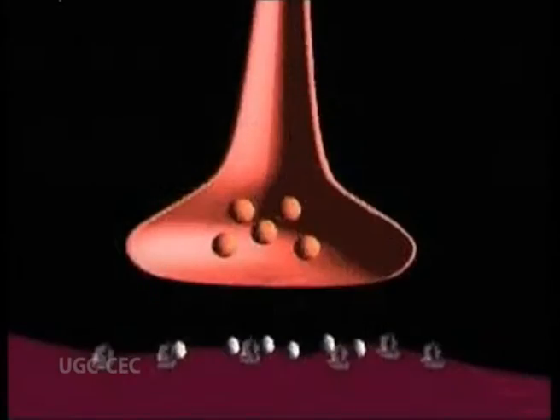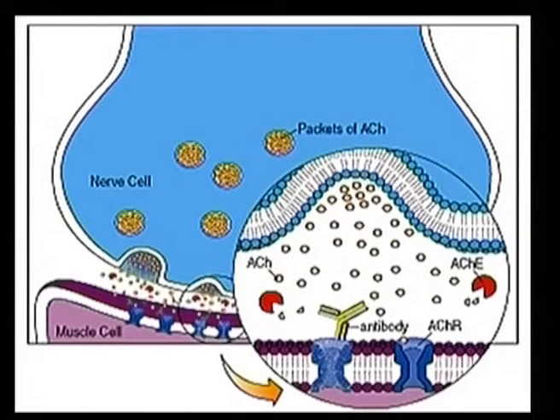Second is enzymatic degradation. Some neurotransmitters are inactivated through enzymatic degradation. For example, acetylcholinesterase breaks down acetylcholine in the synaptic cleft.